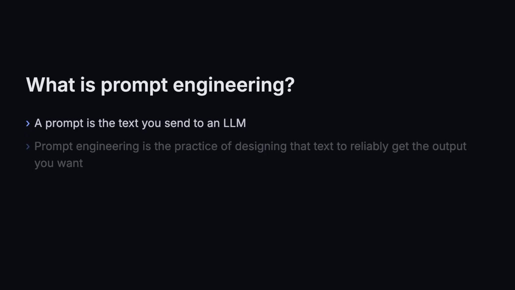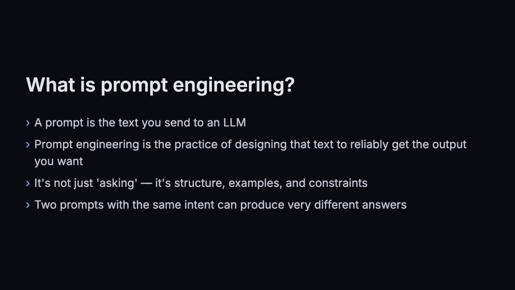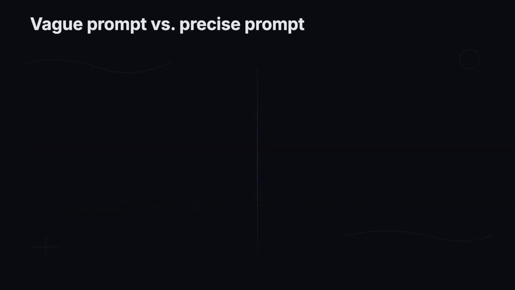Prompt engineering is the practice of designing the input you send to a large language model so it reliably produces the output you actually want. It's not just asking, it's structuring your request, providing examples, and adding constraints. The difference between an okay prompt and a great one can be the difference between a useful answer and total nonsense. Here's why phrasing matters.